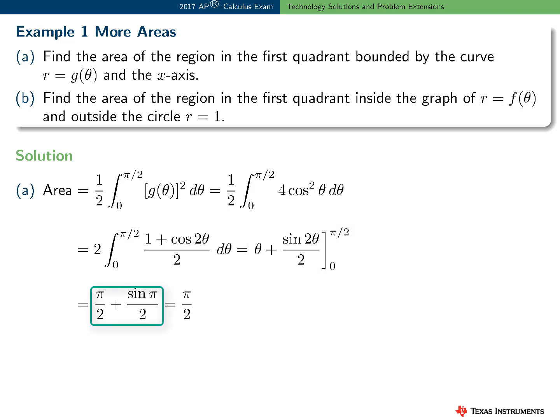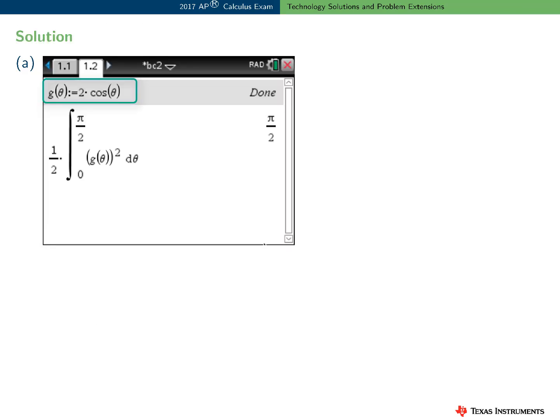Evaluate this antiderivative at the upper and lower bounds, find the difference, and the area of the region is pi divided by 2. It's pretty easy to find this solution using technology. On a calculator page, I defined the function g, and then I evaluated the appropriate definite integral for area. The result is the exact symbolic answer, pi over 2.